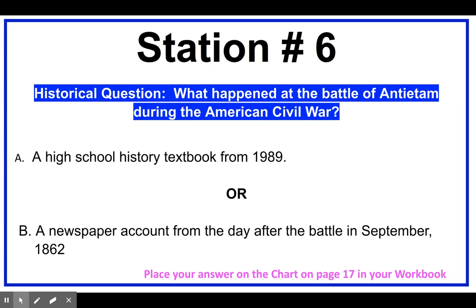Oh my gosh, we've done it. We've looked at all kinds of different sources. We know the difference between primary and secondary sources. We know how we would use them. We've learned about reliability and bias. You guys are doing really well. I'm very happy and proud.